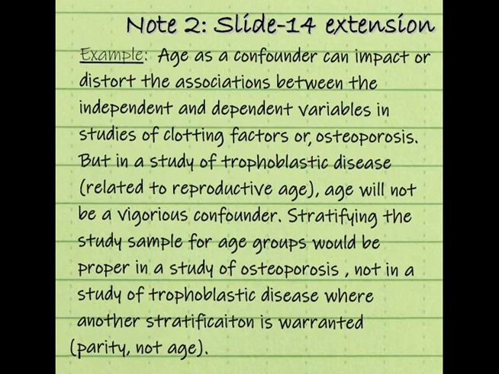Thus, the valence of age will be diminished. Stratifying the study sample for age groups would be proper in a study of osteoporosis, but not in the study of trophoblastic disease, where another stratification is warranted, such as parity, not the age.